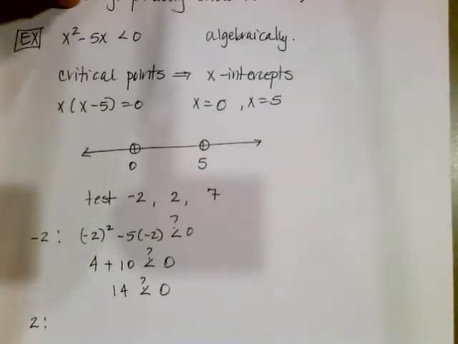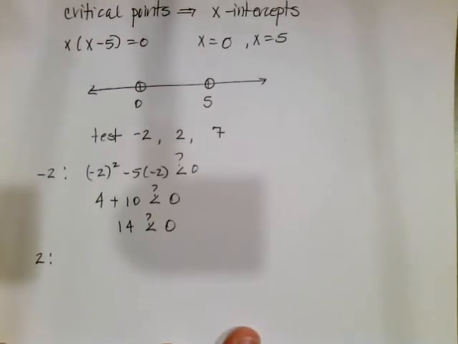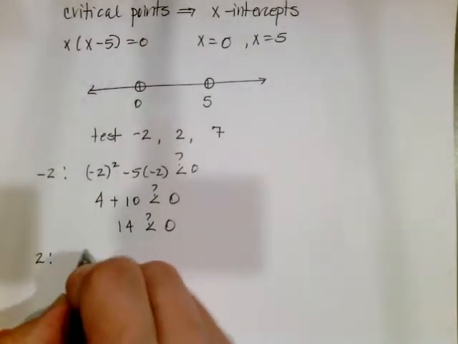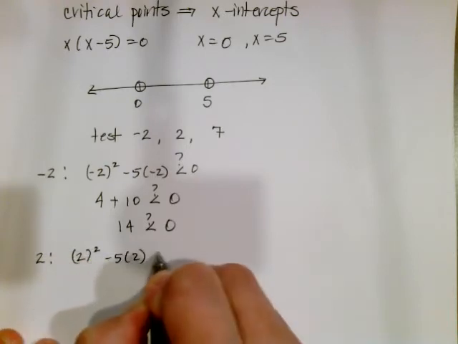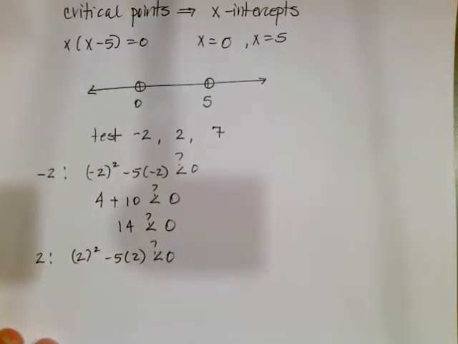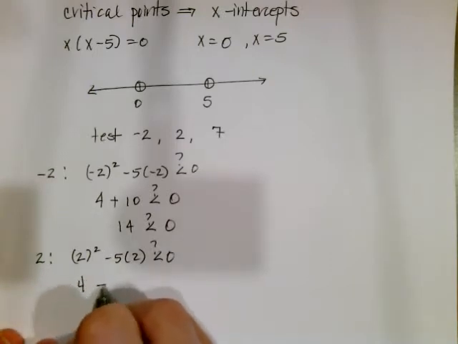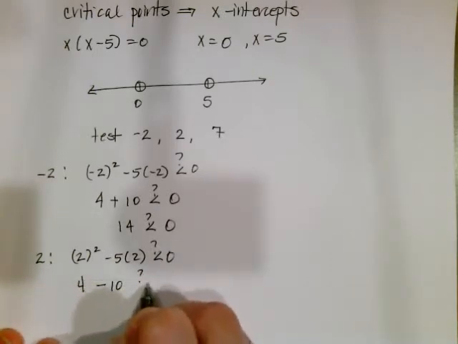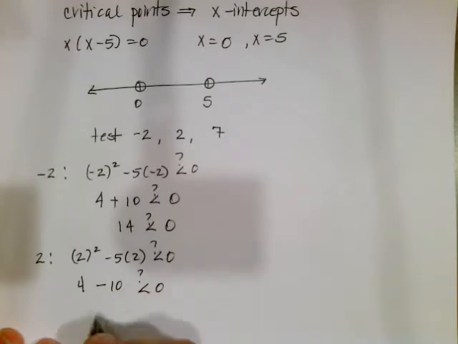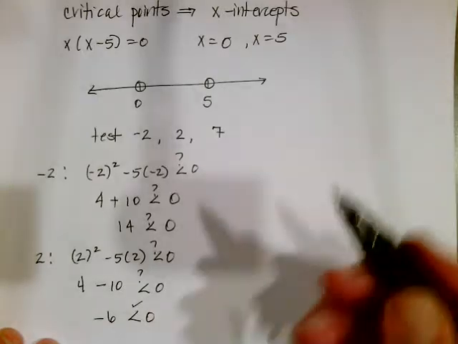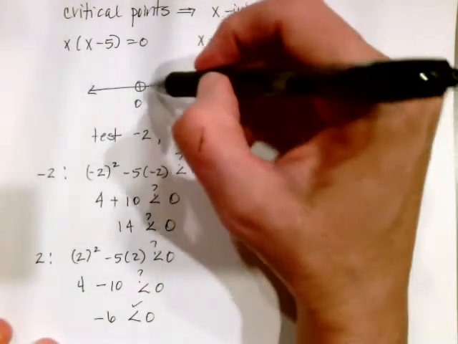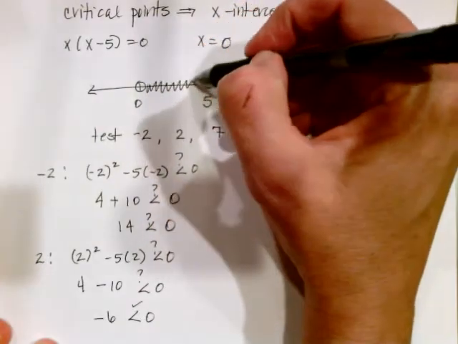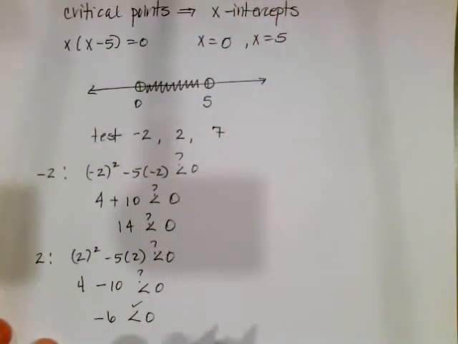Now I'm going to test the +2. If I test the 2, I would put it into my original inequality, so I would have 2 squared minus 5 times 2, and then I'm wondering, is it less than 0? So this is 4 minus 10. Is this less than 0? Well, -6 is in fact less than 0, so that means that this interval on my number line works. So I'm going to shade in my interval.